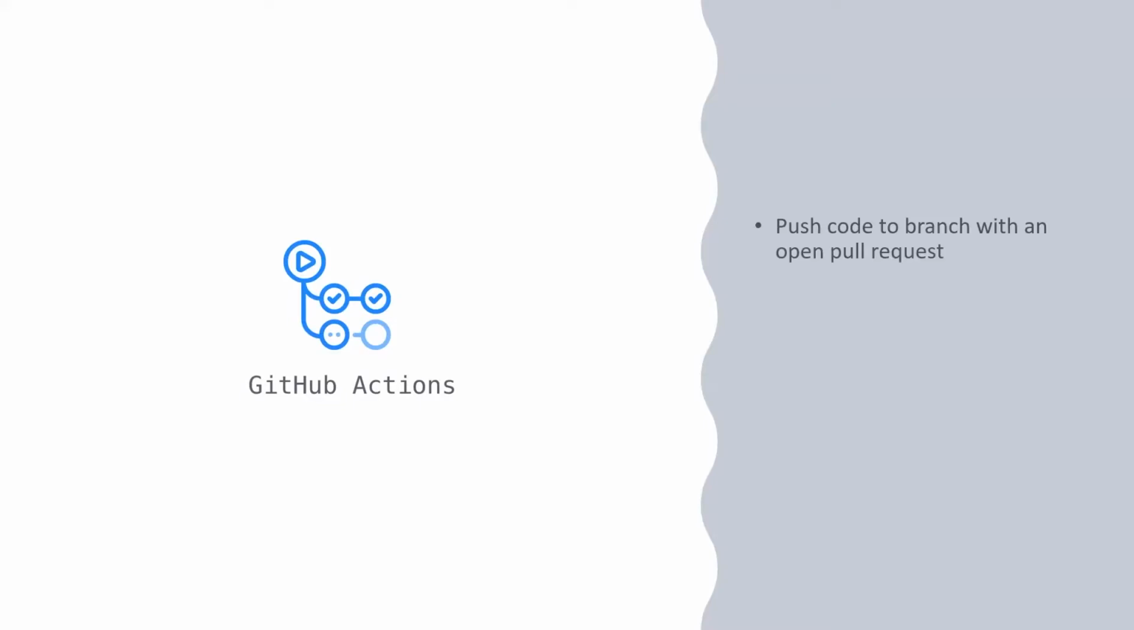GitHub Action workflows are used with pull requests to shift quality left and ensure code builds and passes tests before being merged to main. There are times, however, when you may want to push a commit to a branch with an open pull request and not trigger the workflow. Let's see how keywords can make this happen.